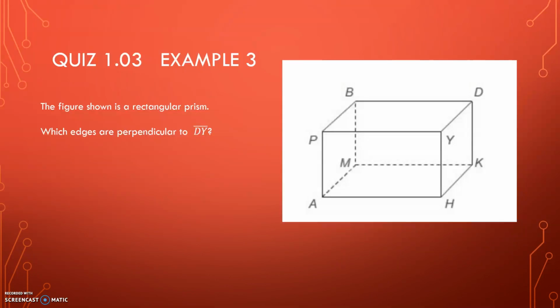Hey guys, we are still on quiz 1.03. We are looking at example 3. The figure shown is a rectangular prism again. Now we're finding which edges are perpendicular to DY. Perpendicular, not parallel. So let's mark DY.